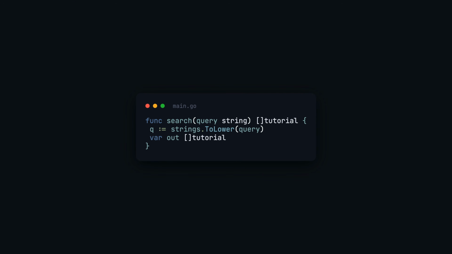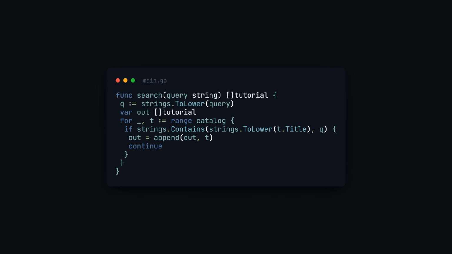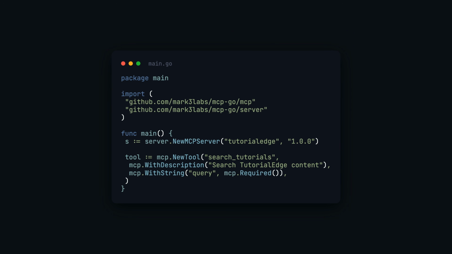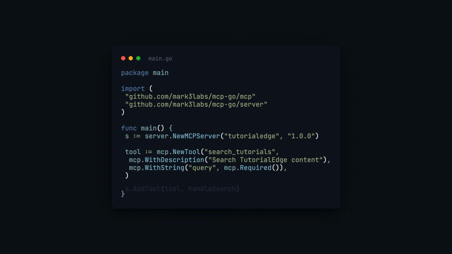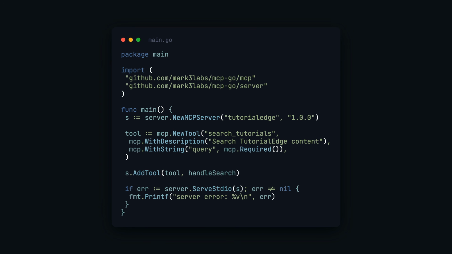The search function is deliberately simple here. We lowercase the query, then match it against each tutorial's title and tags, collecting the hits. In a real server, you'd swap this out for perhaps a database call or a search API call. Now let's wire it together. Register the tool with its handler using add tool. Then let's start the server with serve standard IO.